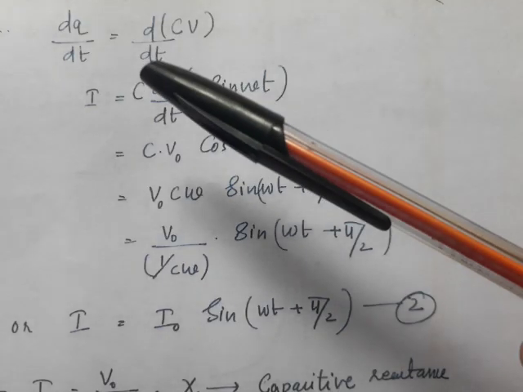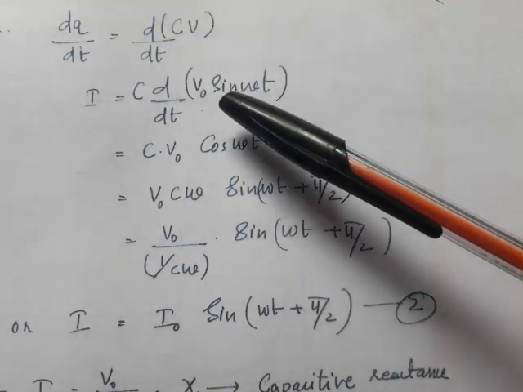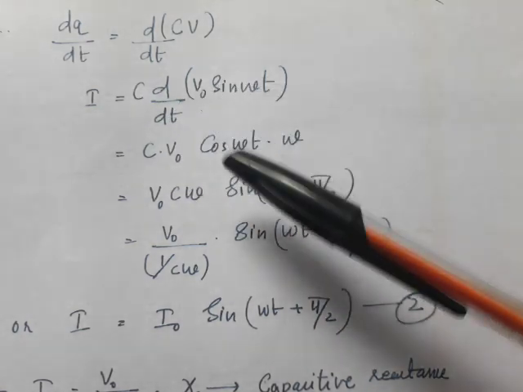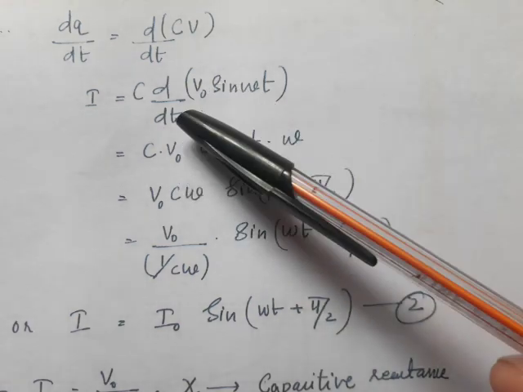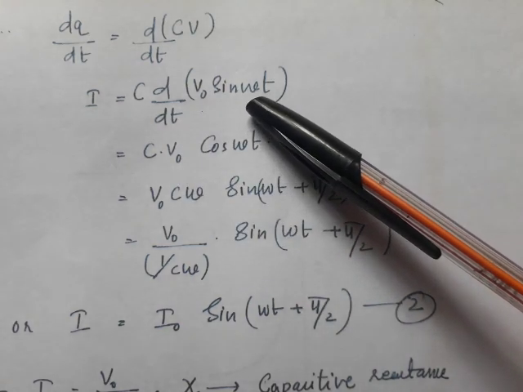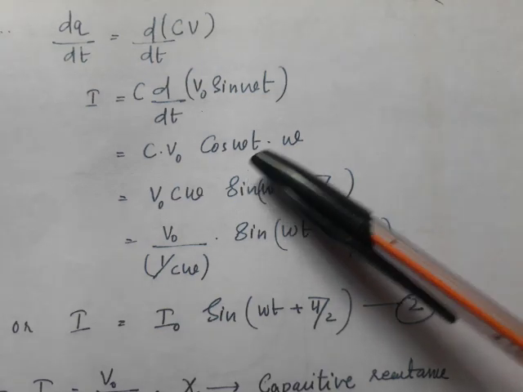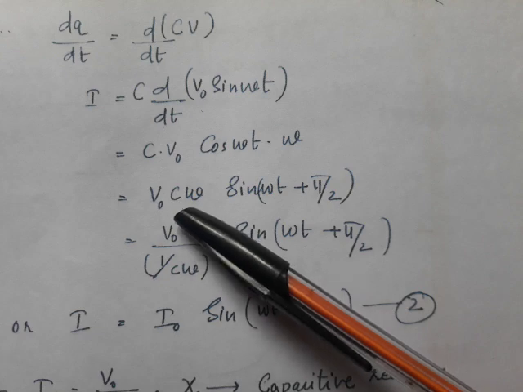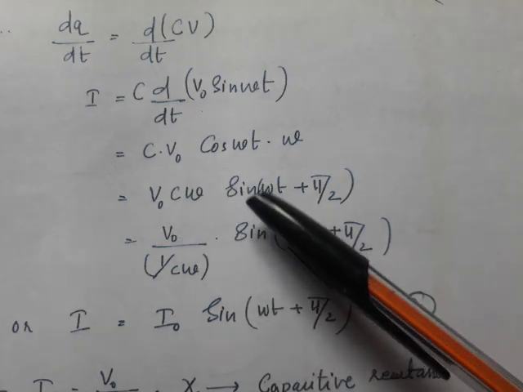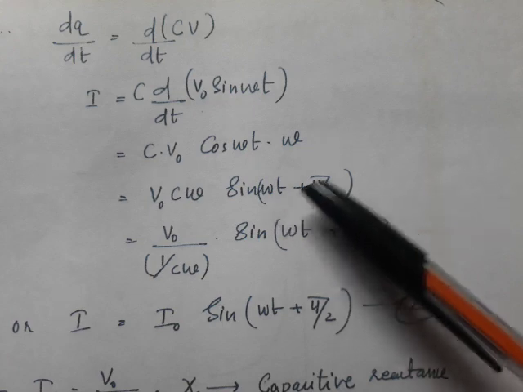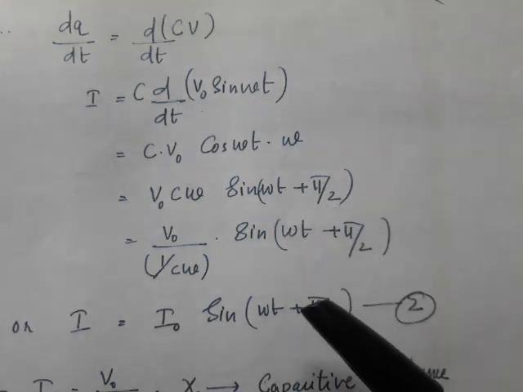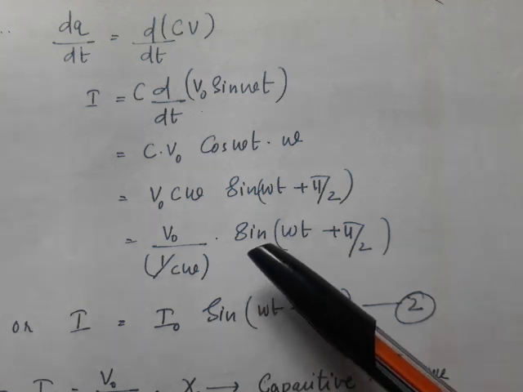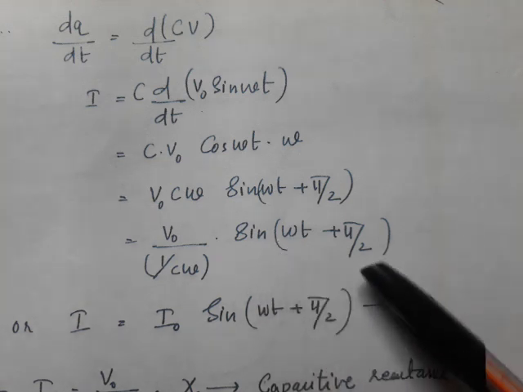So differentiating this and substituting V, we get C V0 d by dt of sin omega t. D by dt of sin omega t is cos omega t into omega. So here omega is brought towards V0, so V0 C omega. Cos omega t we can write as sin omega t plus pi by 2. So here is sin of omega t plus pi by 2.